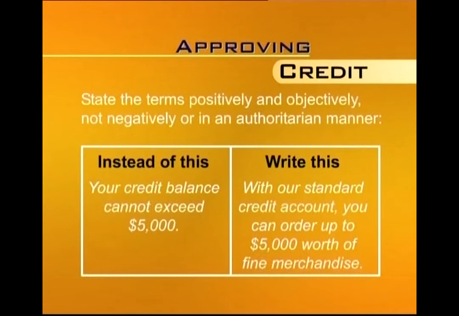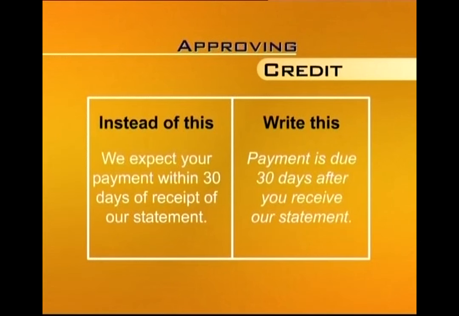When you're giving the details, you will state the terms positively and objectively, not negatively or in an authoritarian manner. Instead of saying something like your credit balance cannot exceed $5,000 or 50,000 rupees, you will write, with our standard credit account, you can order up to $5,000 worth of fine merchandise. It means the same thing, but you're putting the message positively instead of negatively. Another example: instead of saying we expect your payment within 30 days of receipt of our statement, you will say payment is due 30 days after you receive our statement.